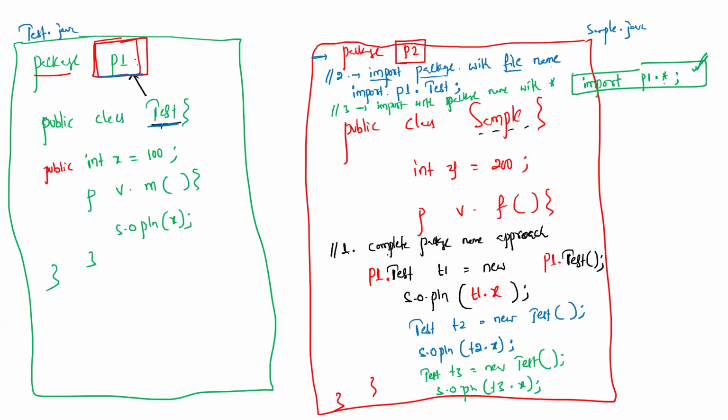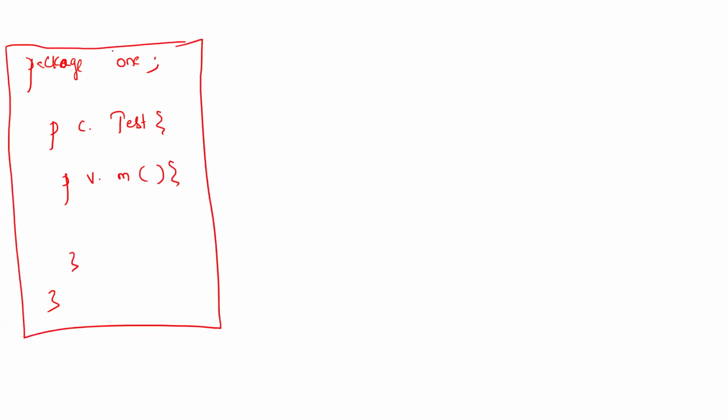The situation is, there is a package, package name is 1. Inside this package there is a class, public class Test. And inside this Test class there is a method, public void m1. Possible or not possible? Yes, possible. Correct.